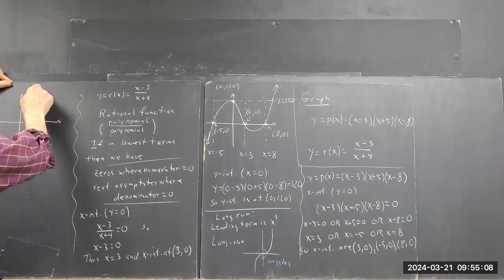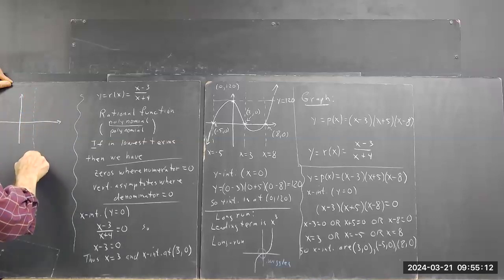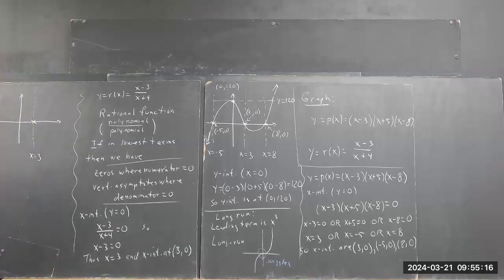Okay, so we go ahead and sketch a vertical line for x equals 3, and we put a mark here. That's going to be the x-intercept.